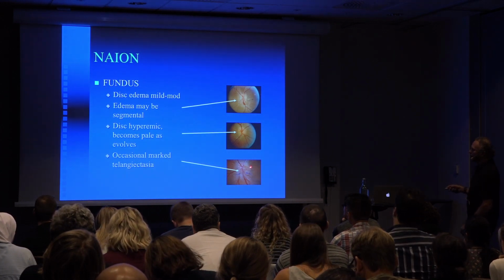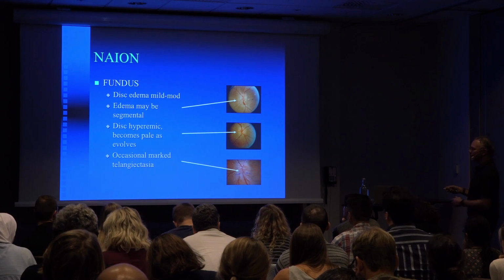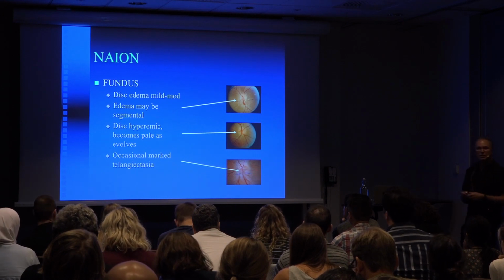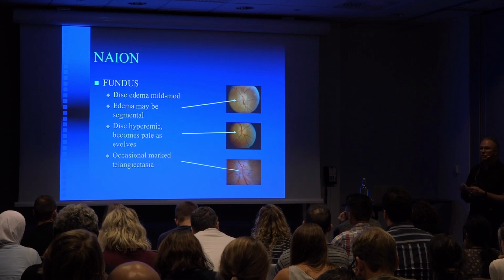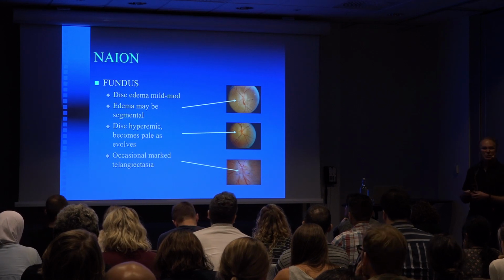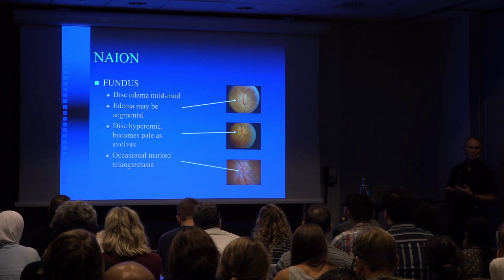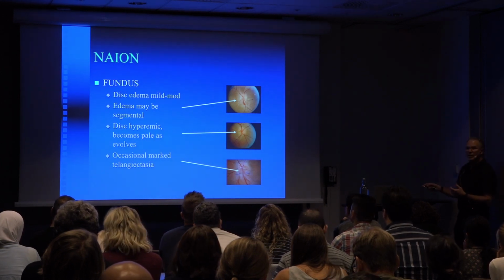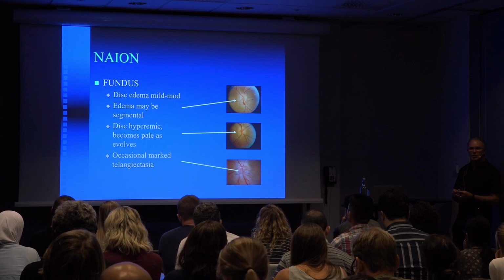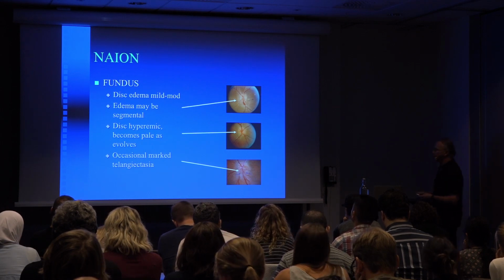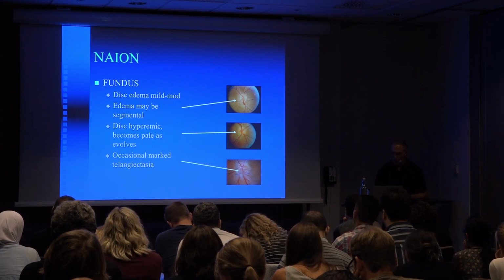And occasionally, the disc is markedly swollen and has this telangiectatic vascular dilated net on the surface, even some swelling of the disc substance itself. It can even look like a vascular tumor of the disc. That all goes away over the usual 4 to 8 weeks evolution of ischemic optic neuropathy. So it can look like any of those things.